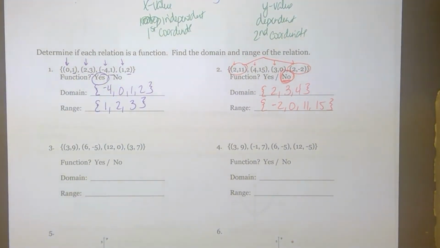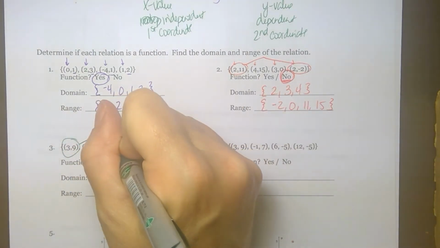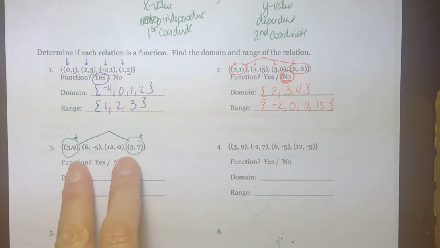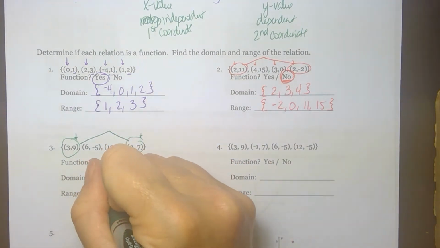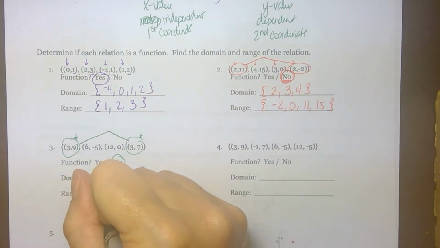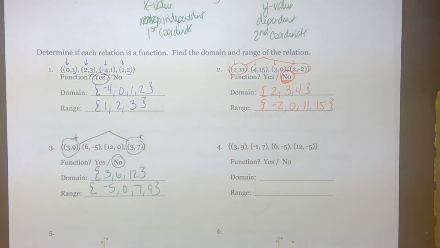All right, number 3. Is that relation a function? Well, hopefully by now you're starting to look through those x values. You see we have a repeated x value and the y value assigned to that x value of 3 is not the same. So that is not a function. My domain would be 3, 6, 12 because those are my x values. And my range would be negative 5, 0, 7, 9 because those are my y values. You guys do the next one.